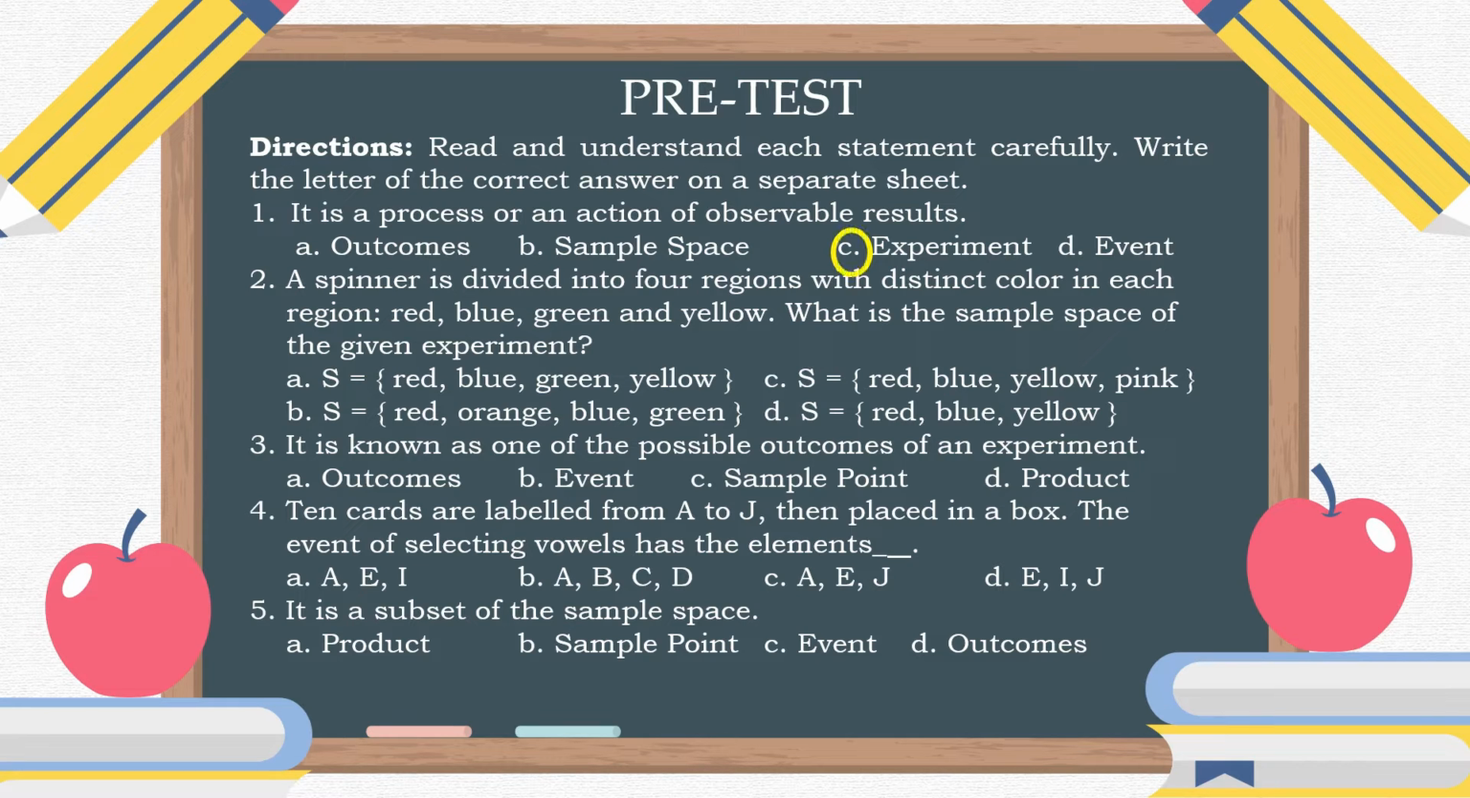Okay, let us check. Number 1, the correct answer is letter C. Experiment. Number 2, the answer is letter A. Number 3, the answer is letter C. Sample point. And number 4, the answer is A. Number 5, our answer is letter C.